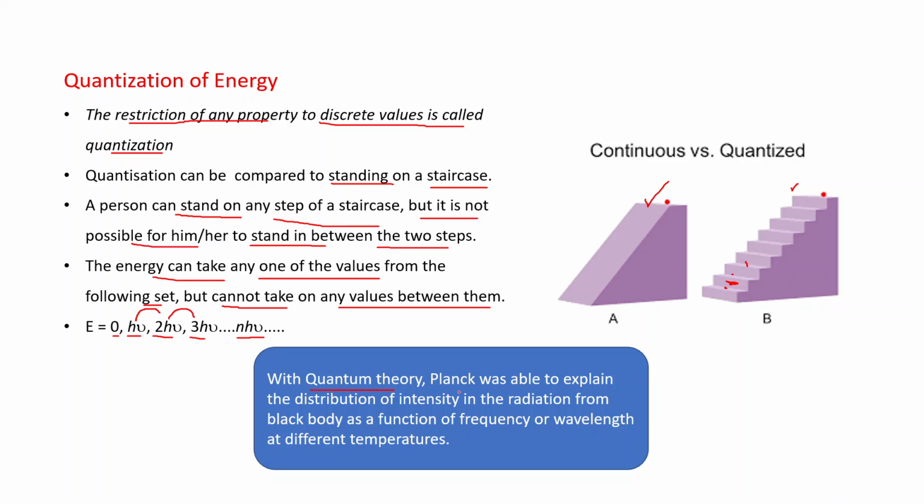With quantum theory, Planck was able to explain the distribution of intensity in the radiation from a black body as a function of frequency or wavelength at different temperatures. It means as temperature increases, frequency will also increase. That's why there is a change in color in the radiation from a black body or radiation from a hot body.